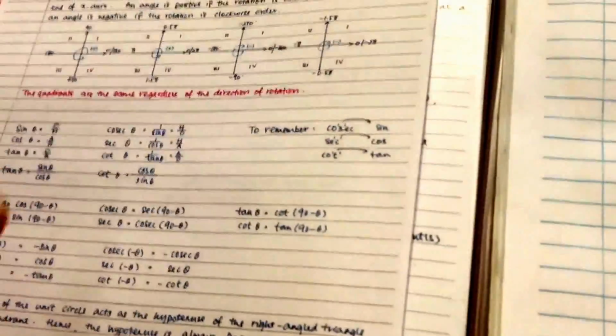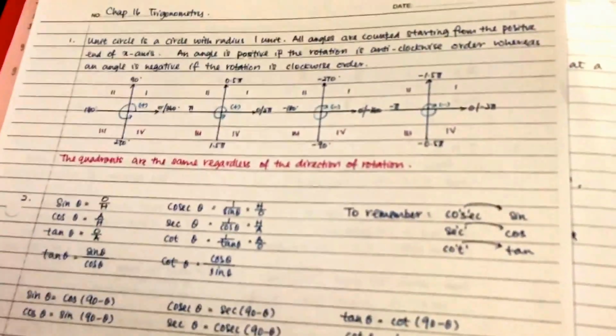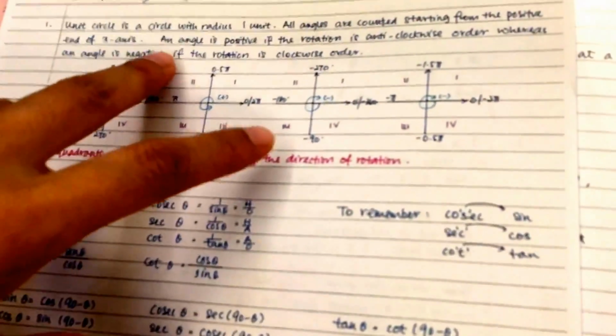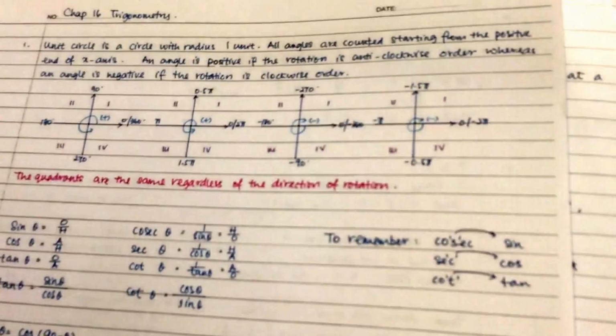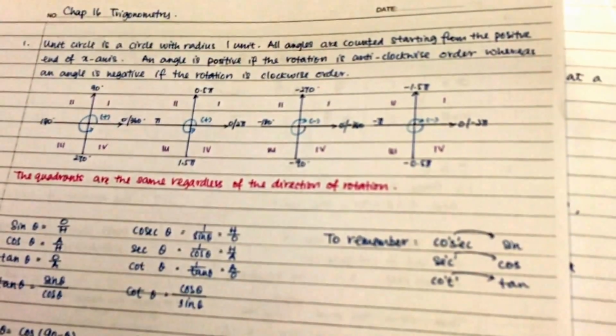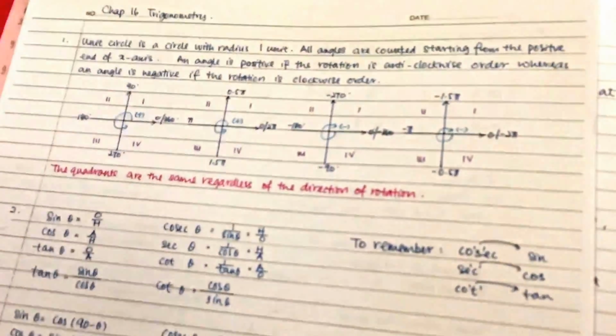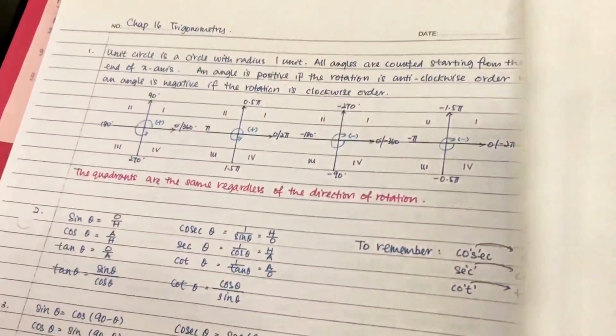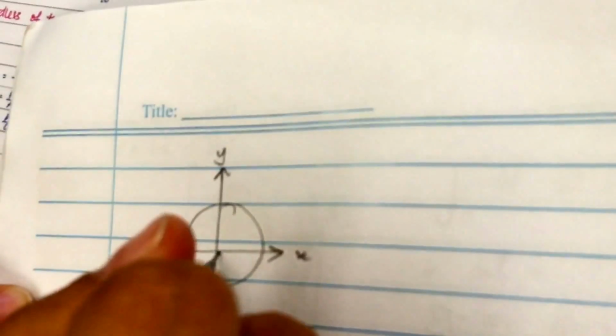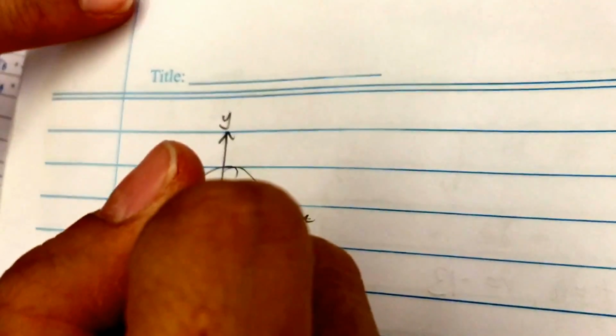Now when you learn trigonometry, everything starts from the unit circle. The unit circle is a circle with radius 1 unit and its center sitting on the origin of a Cartesian plane. If you draw it on a Cartesian plane, with the x-axis and y-axis, your circle will be here. This is the center. It's called the unit circle because the radius is 1 unit.